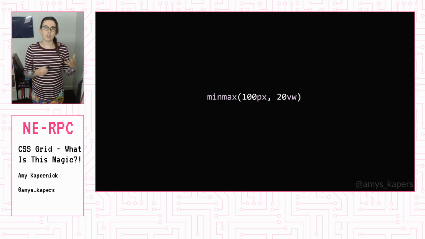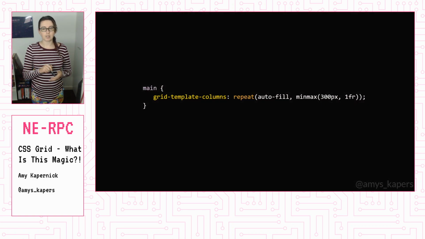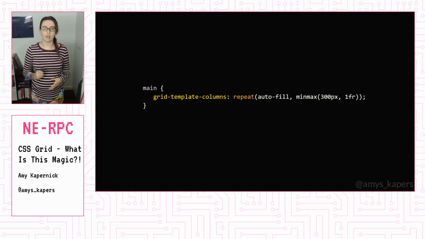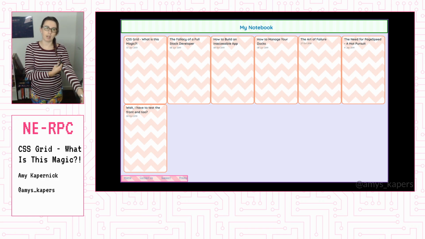Again, we can use any CSS unit we like. We can use pixels, viewport widths, viewport heights, ems, rems, FR units, whatever we want. We can use that in min-max. So 300 pixels, 1FR, should be 300 pixels wide, but they'll then grow to take up any remaining space so that the edges of my grid still line up with the rest of the content properly.